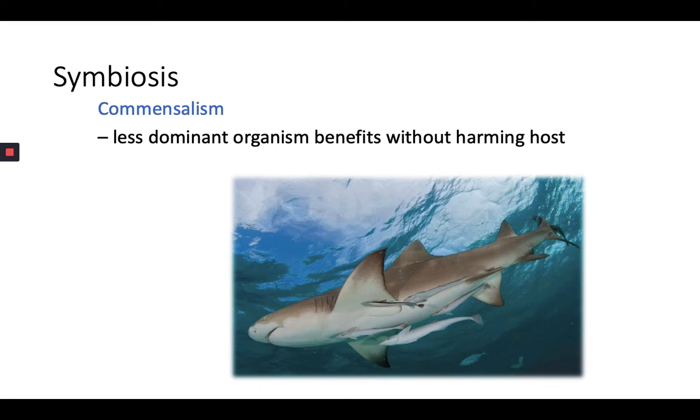Commensalism is a type of symbiosis where the less dominant organism benefits without harming a host. So two things live together, and one benefits and the other one doesn't really get anything out of it, but it's not harmed either. And the example here is a shark with remora on them. So the remora are getting a free ride. They're getting to eat the scraps from the shark, and they're not really bothering the shark too much, although sometimes the sharks seem like they want to knock them off.